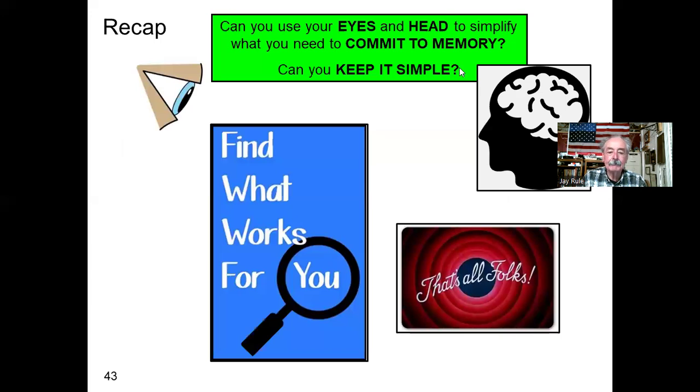Okay, so our final recap. Can you use your eyes and your head to simplify what you need to commit to memory? I call that learning. That's learning and not depending on formulas on your formula sheet. Can you develop some tricks for yourself for keeping things simple enough so you can keep things in your head? That'll work for you. Now, these are ideas for you to think about. I want you to find out what works for you. What works for you? Pure memorization of formulas did not work for me. Maybe it'll work for you.